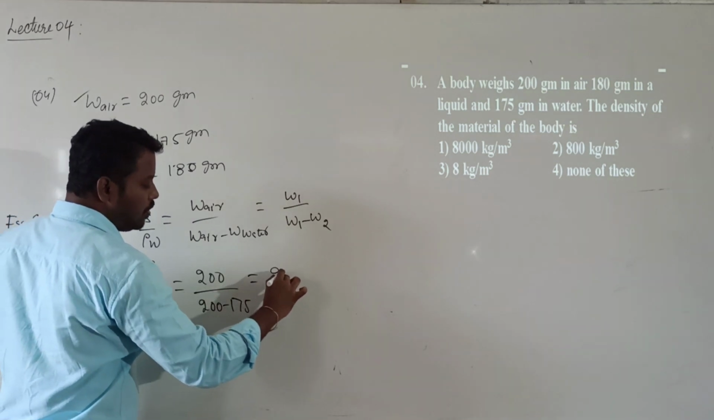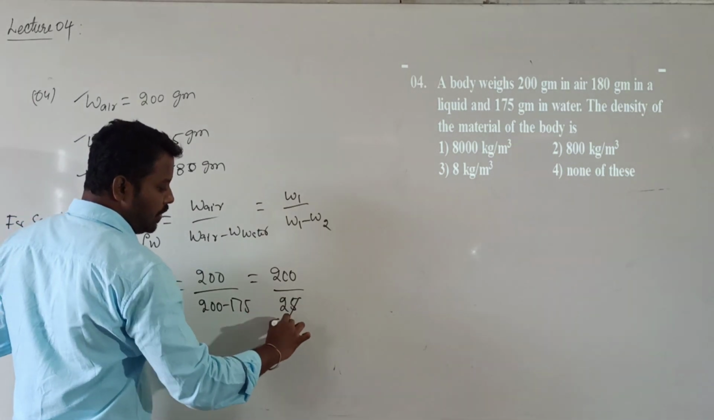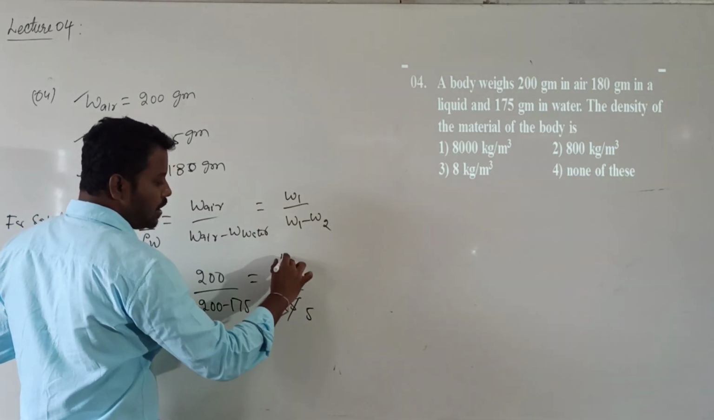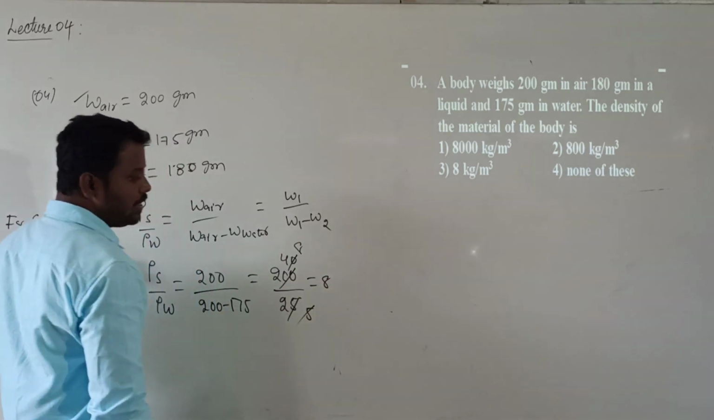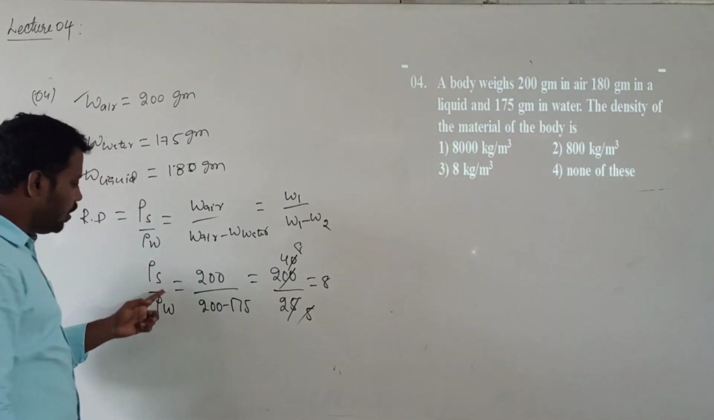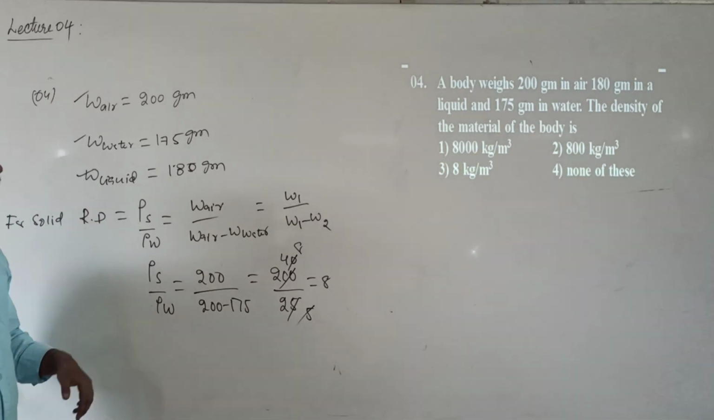Therefore, 200 divided by 25 is equal to how much? 5 5s are 25, 5 4s are 20, 5 8s are 40. So the answer is 8. That is the value of rho S by rho W. This is called relative density. They are asking only for density.